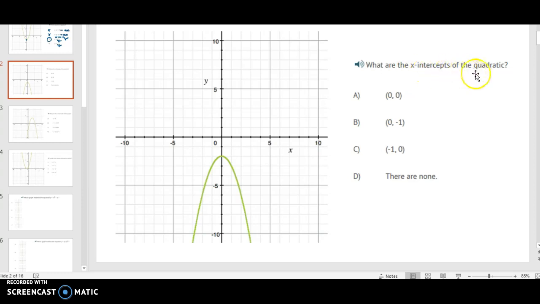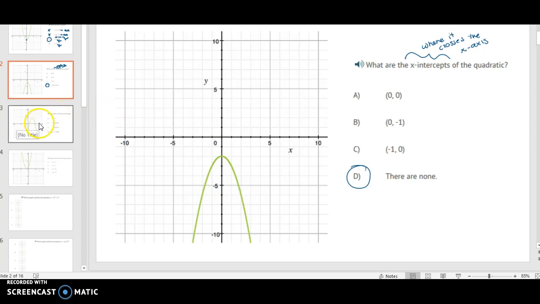What are the x-intercepts of the quadratics? The first thing you need to know is, what in the world are x-intercepts? X-intercepts are where it crosses the x-axis. It kind of makes sense because we know what a y-intercept is. It's where it crosses the y-axis. So an x-intercept is where it crosses the x. So I'm going to go ahead and skim the x-axis. It doesn't cross. So if it doesn't cross, then there are no x-intercepts.